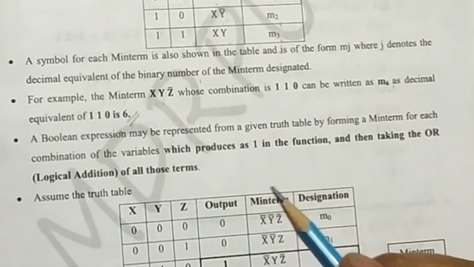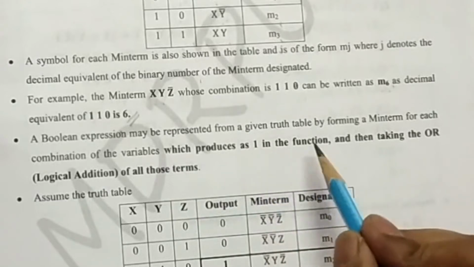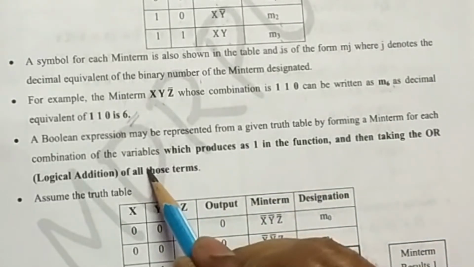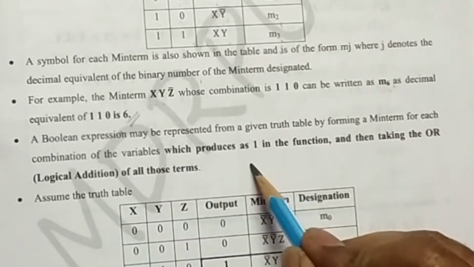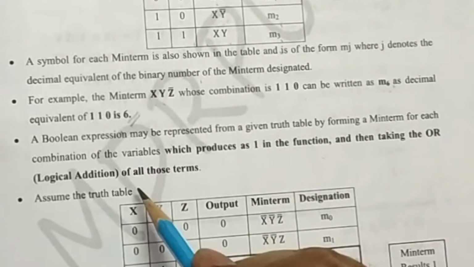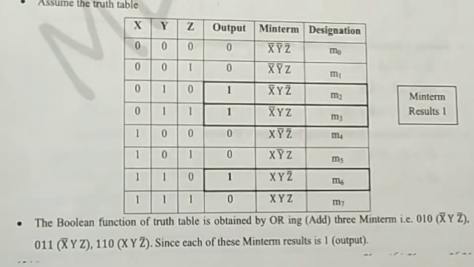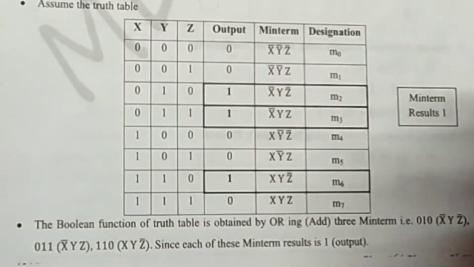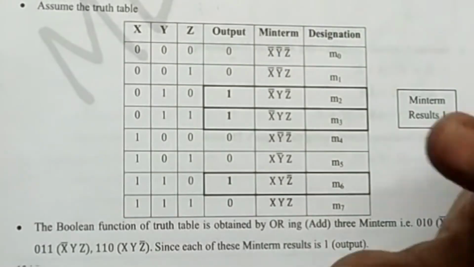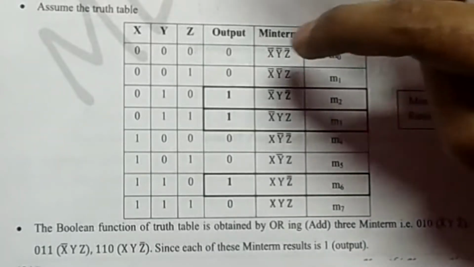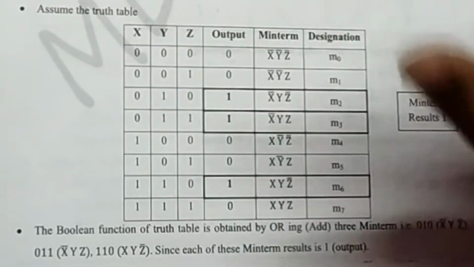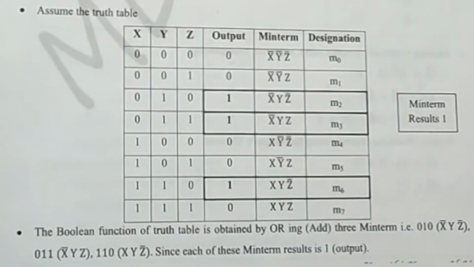A Boolean expression may be represented from a given truth table by forming a min term for each combination of the variables which produces a 1 in the function, and then taking the OR of all those terms. So for example, we will see one truth table, but don't think about the output, how the result has come. Just see the truth table.